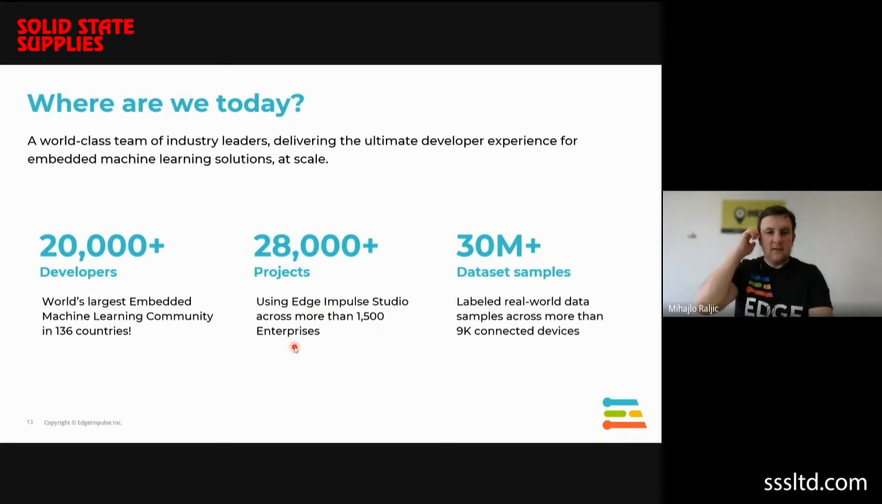So where are we as a company? Well, we have more than 20,000 developers all over the world working with our tool, and they love us because we have a free tier. And in that free tier, you can essentially commercialize projects if they fit within our constraints. And the interesting part here is these guys are loving us because they can commercialize for free.